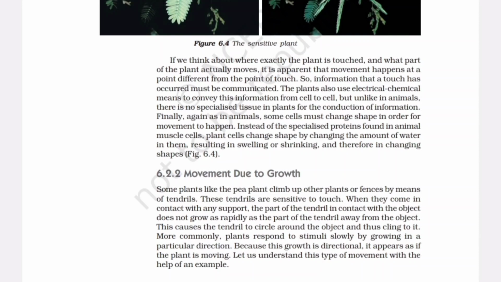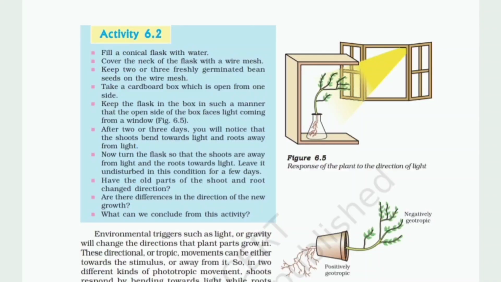More commonly, plants respond to stimuli slowly by growing in a particular direction. Because this growth is directional, it appears as if the plant is moving. Let us understand this type of movement with the help of an example. Activity 6.2. Fill a conical flask with water. Cover the neck of the flask with a wire mesh. Keep 2 or 3 freshly germinated bean seeds on the wire mesh.